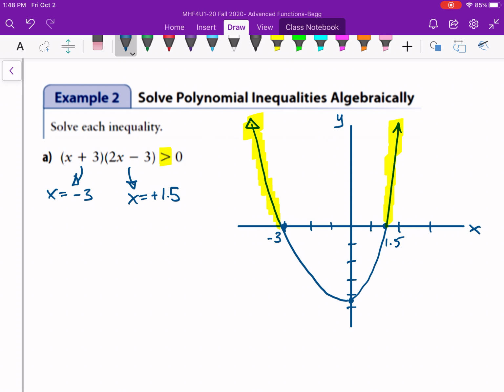However, it's not always so obvious with an equation. It's not always quite as clear as this. So sometimes what we have to do is use a table, which I'll show in the next one. But let me write out my answer here. x is less than -3, and x is greater than 1.5.